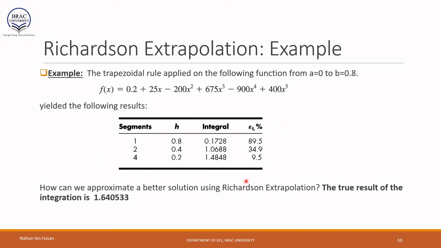Now I am going to use the Richardson extrapolation so that I can use these preliminary results to calculate a further, more accurate result. The true result is already given in the question, which is 1.640533. So this is the true result. Let's see how we can use the Richardson extrapolation.